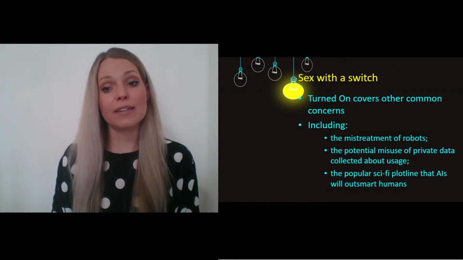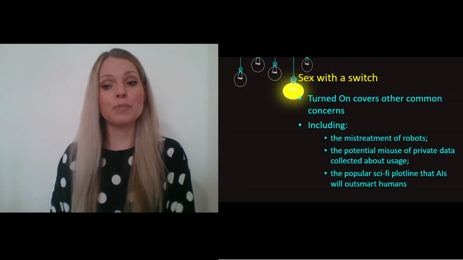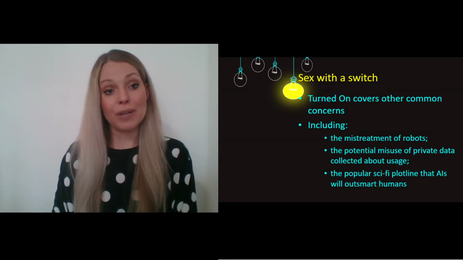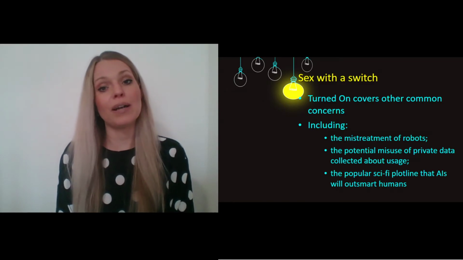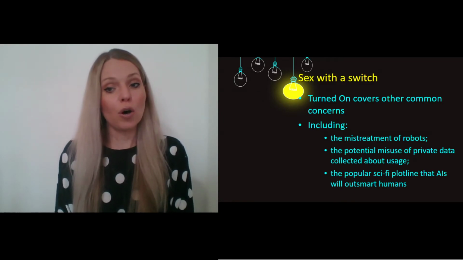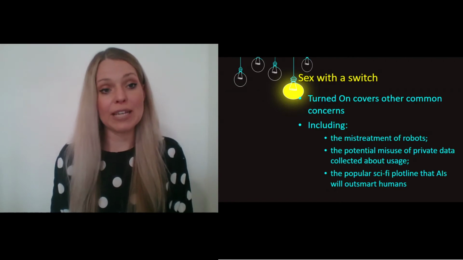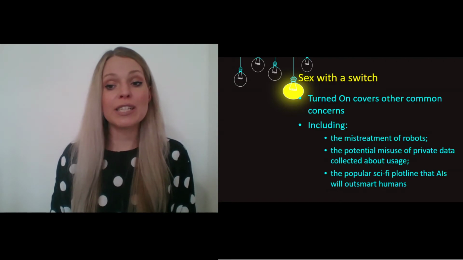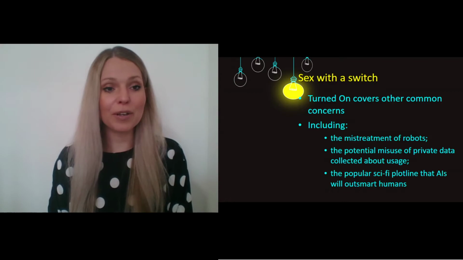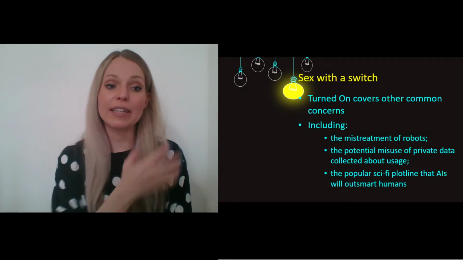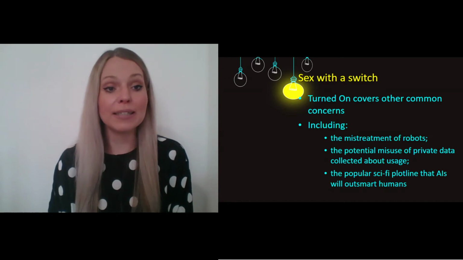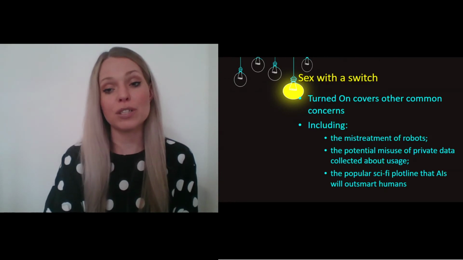They also say that there can be potential misuse of private data, because this robot is going to be collecting data about you, and it's also going to be a source of giving out private data about yourself. The popular sci-fi plot line comes along as well, that AI will outsmart humans and suddenly turn against humanity. This is also something that they are worried about.